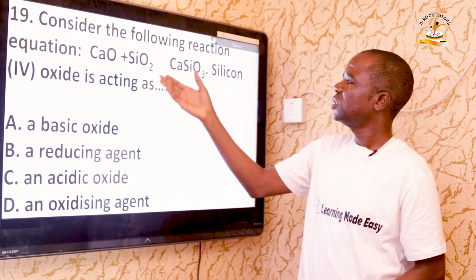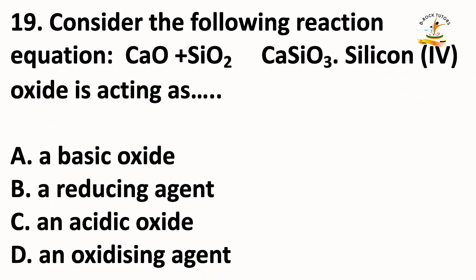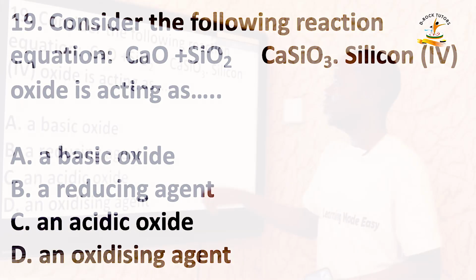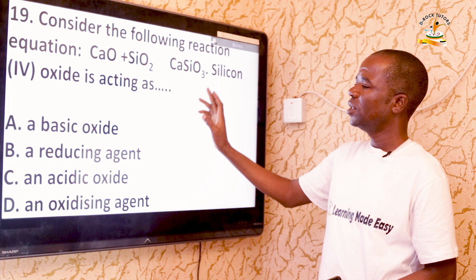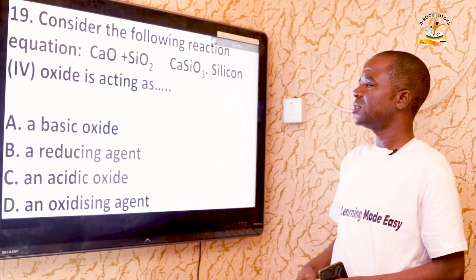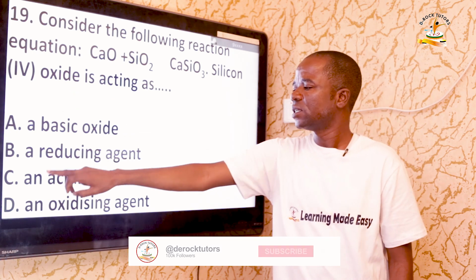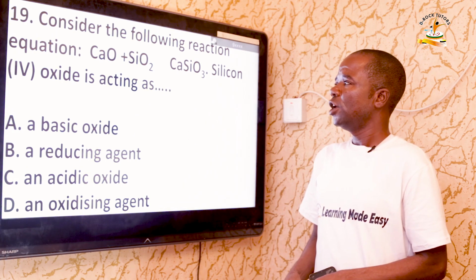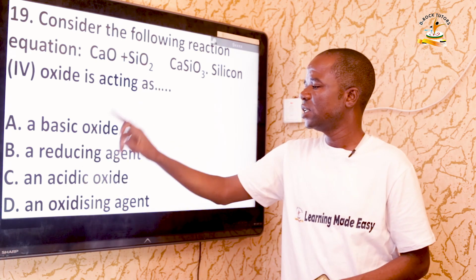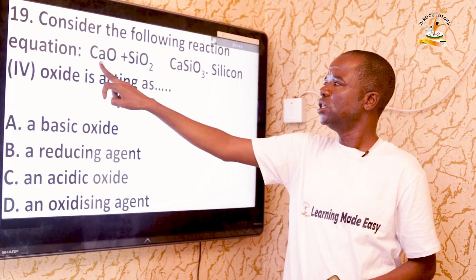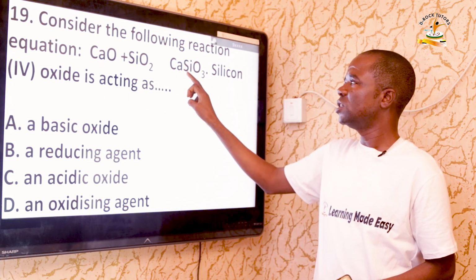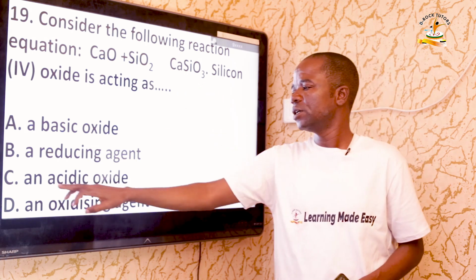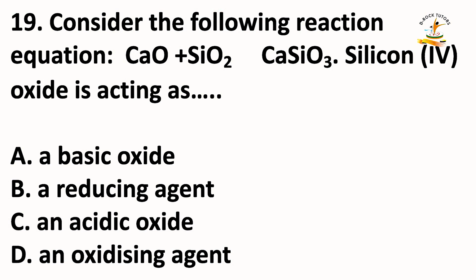Number 19. We have to consider this equation: calcium oxide or quicklime reacting with silicon(IV) oxide to produce calcium trioxosilicate(IV). And then we are asked that silicon(IV) oxide is acting as dash. The correct answer is going to be an acidic oxide. Silicon(IV) oxide is an acidic oxide. As you can see, calcium oxide is a basic oxide, and the silicon(IV) oxide is acting as an acidic oxide by reacting with this base to form a silicate salt, which is CaSiO3. So the correct answer is option C. The silicon(IV) oxide is acting as an acidic oxide. Let's go to number 20.